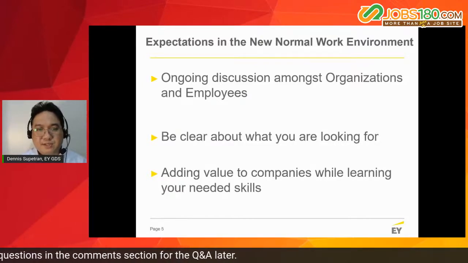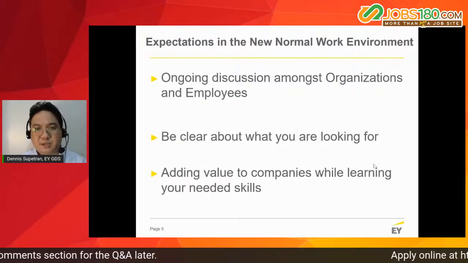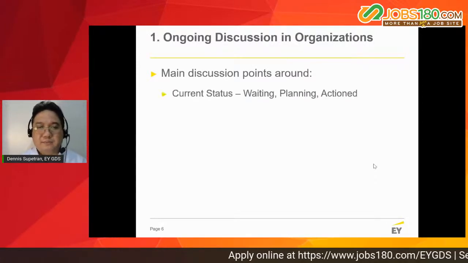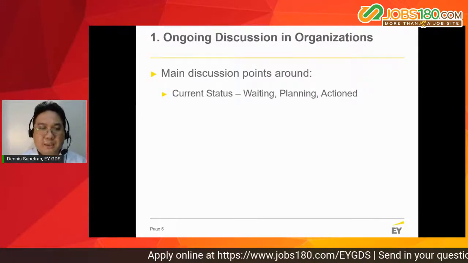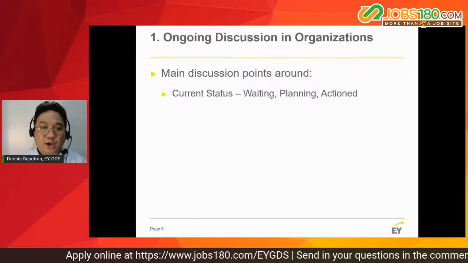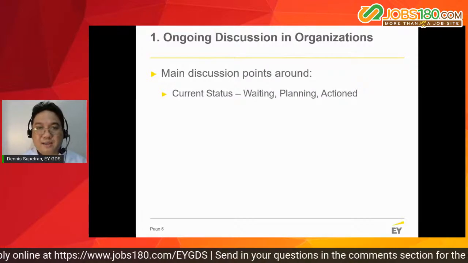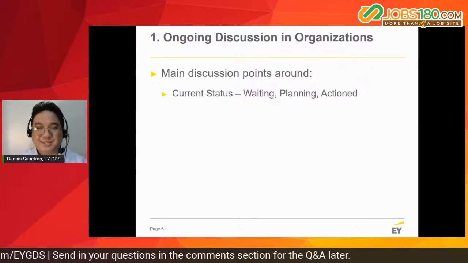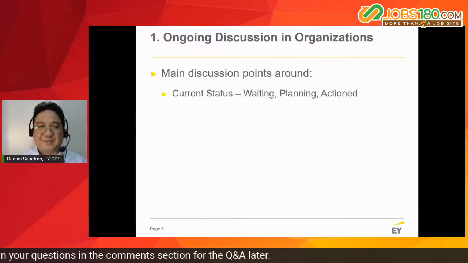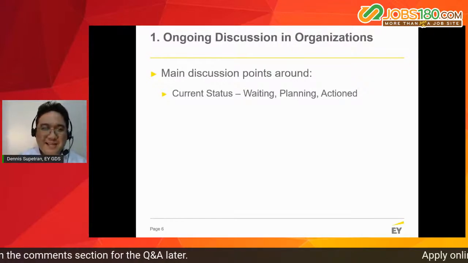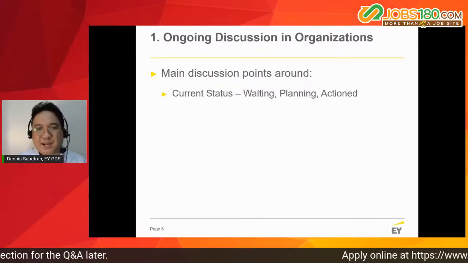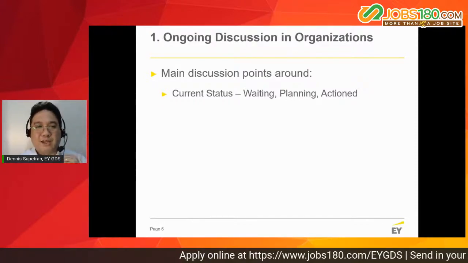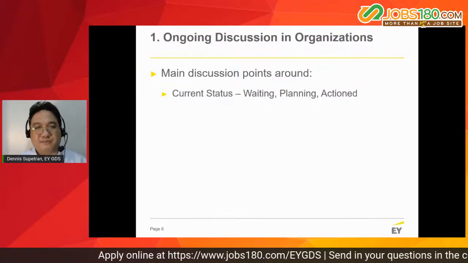Now, one of the more interesting things to come out of those surveys is that there's an ongoing discussion, and most of what employers and employees are talking about is really all about, you know, what's our current status. Are we still waiting for things to normalize further before we make any long plans on what is going to happen? Are we going to do hybrid? Are we going to do 100% work from home? Are we going 100% work from office, right?